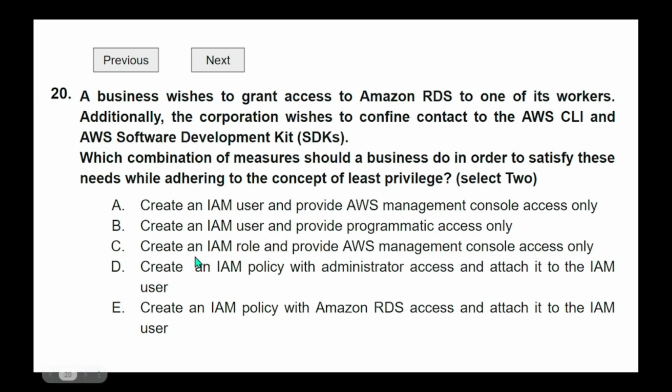So this one we go with option B and option E. So you create an IAM user and provide programmatic access only, and for option E, we create an IAM policy with Amazon RDS access and attach it to the IAM user.